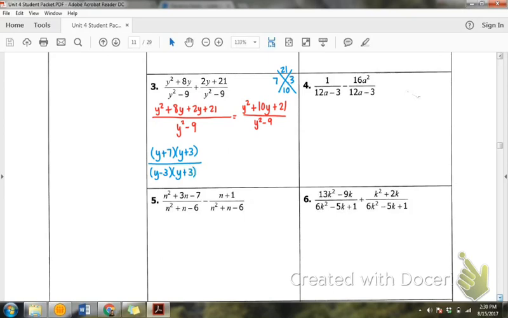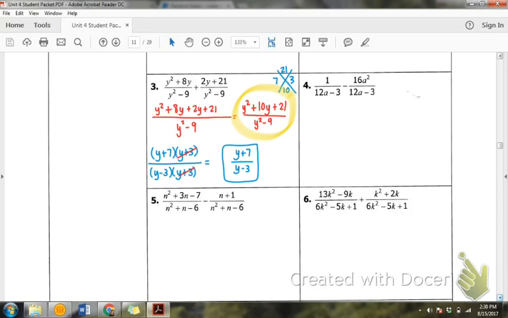And now, what do you guys notice? You can cancel the y plus 3 and the y plus 3, which leaves you with y plus 7 over y minus 3. But had you stopped here and not factored, you wouldn't have gotten to the right answer. So we're going to add and subtract, get our answer, then always check to see if it can be factored again.